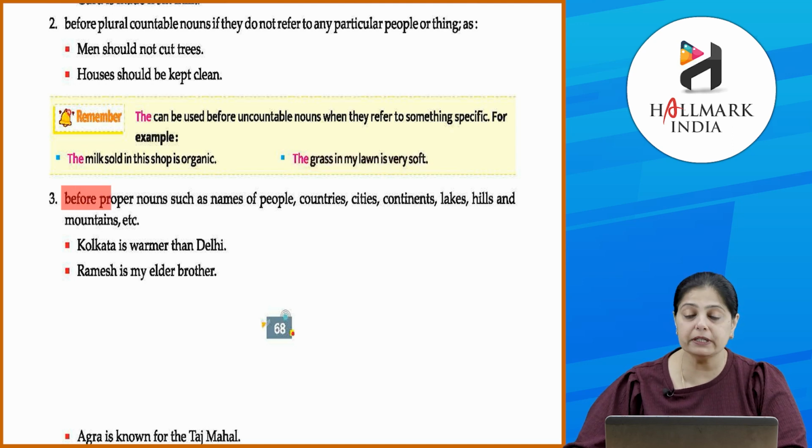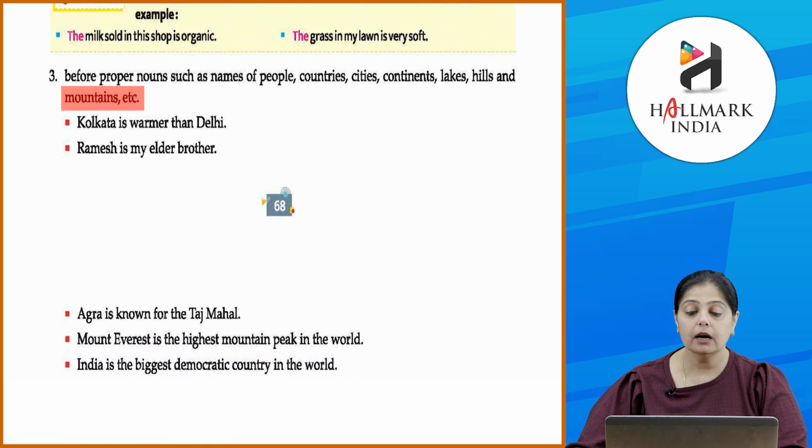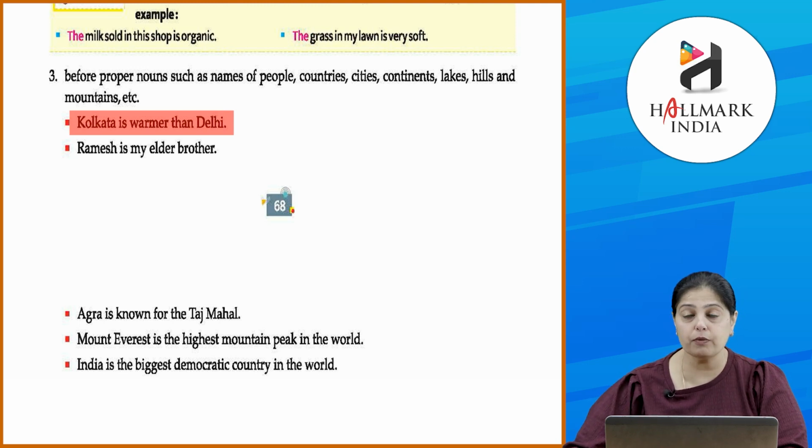Now, before proper nouns such as names of people, countries, cities, continents, lakes, hills and mountains. Kolkata is warmer than Delhi. तो हम बोलते वक्त ऐसे थोड़ी ना बोलते कि a Kolkata or the Kolkata is warmer than the Delhi. No, okay, it is understood. Okay, so Kolkata is warmer than Delhi.